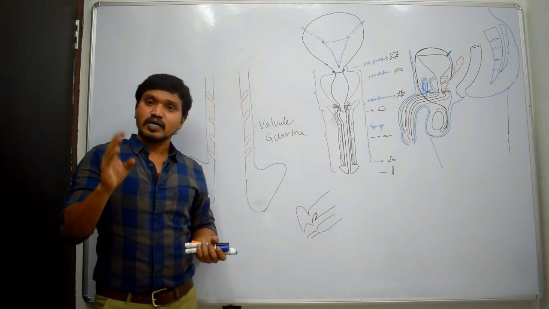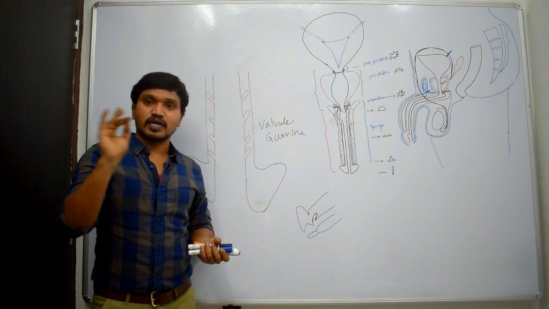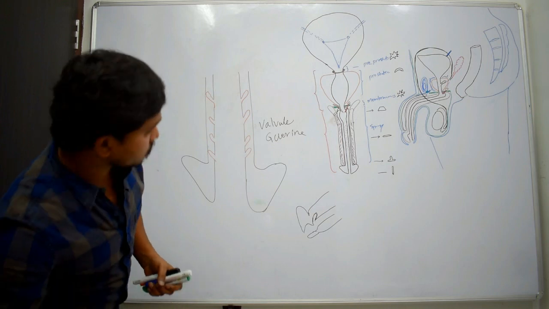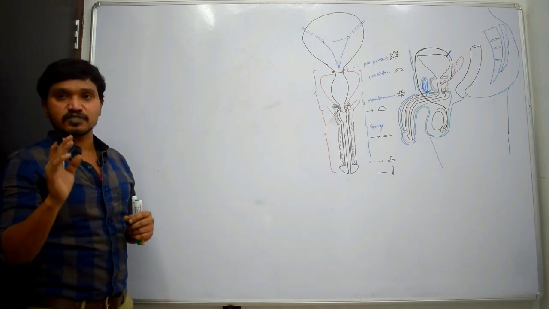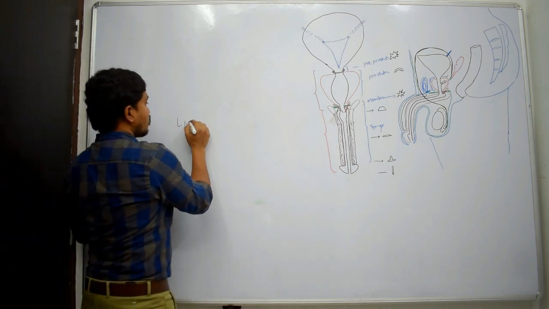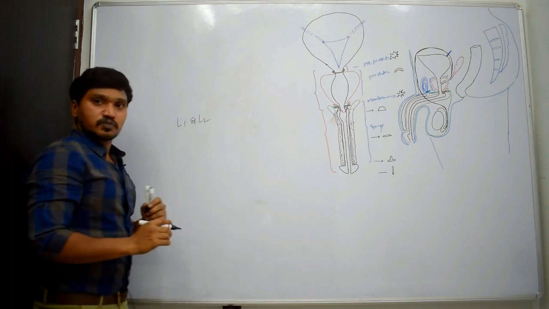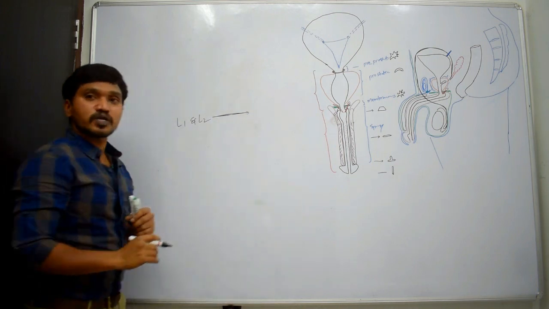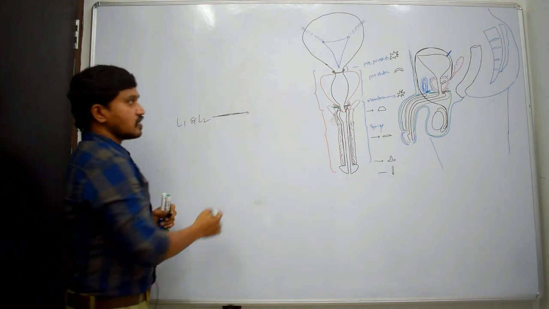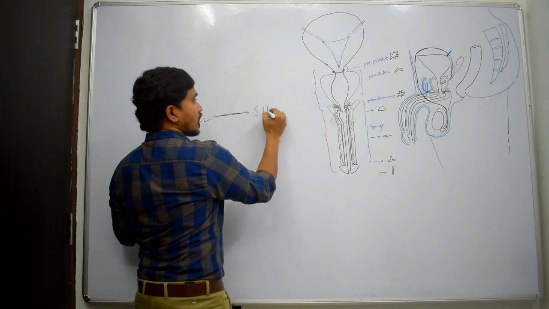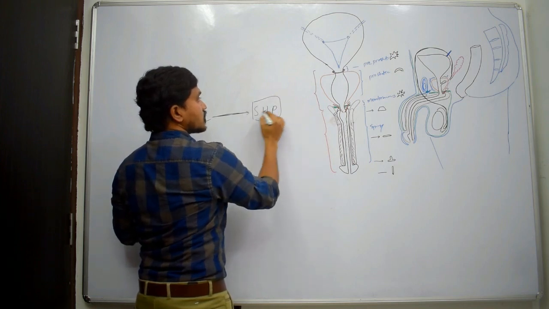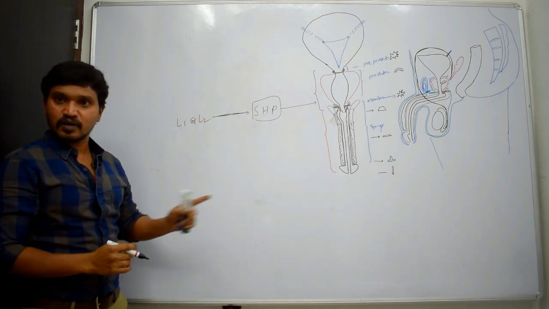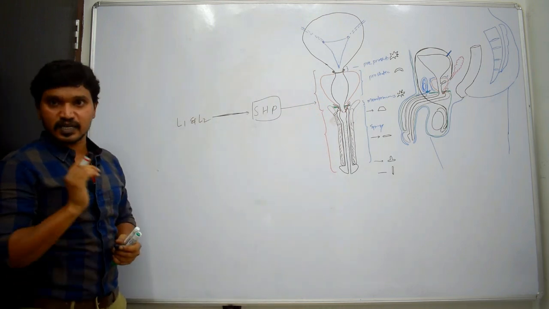Nerve supply is by sympathetic, parasympathetic and somatic nerves. What are sympathetic nerves, what are parasympathetic nerves and what are somatic nerves? We will see one by one. Preganglionic fibers of sympathetic nerves arise from L1 and L2 spinal segments. From there, these nerve fibers reach the superior hypogastric plexus, right? From the superior hypogastric plexus, the urethra will be supplied, right? So this is sympathetic innervation.